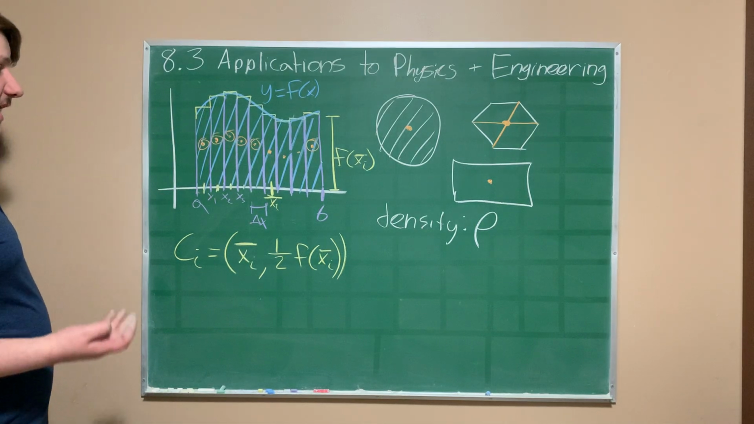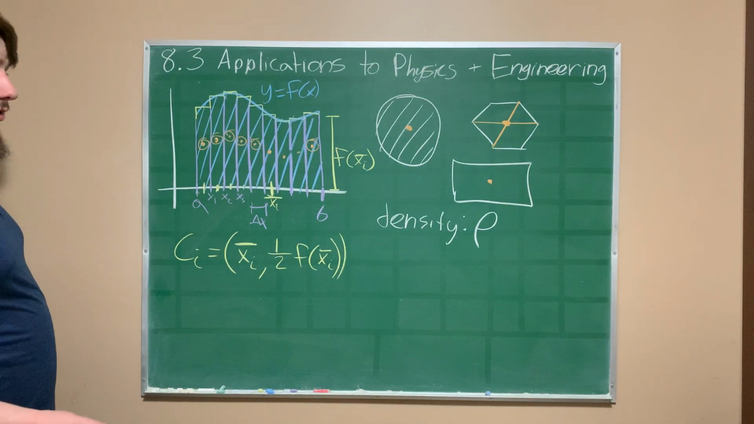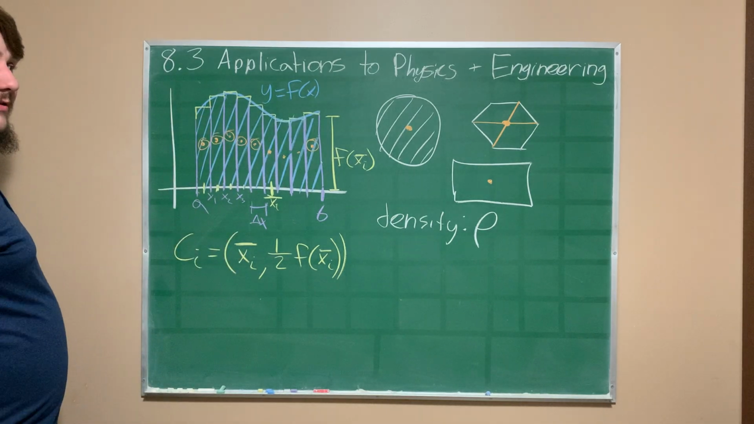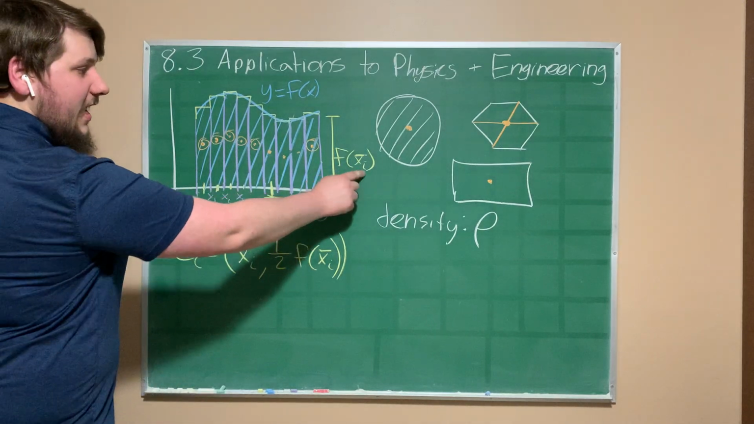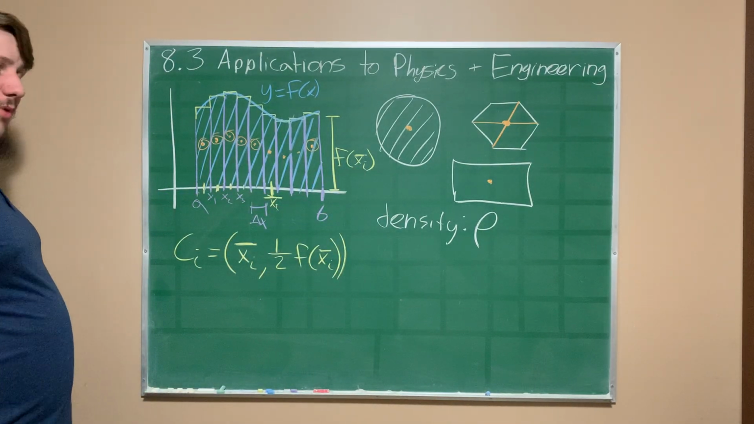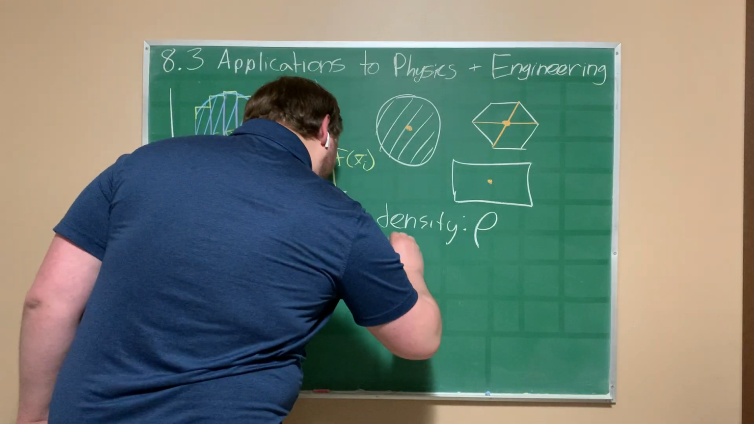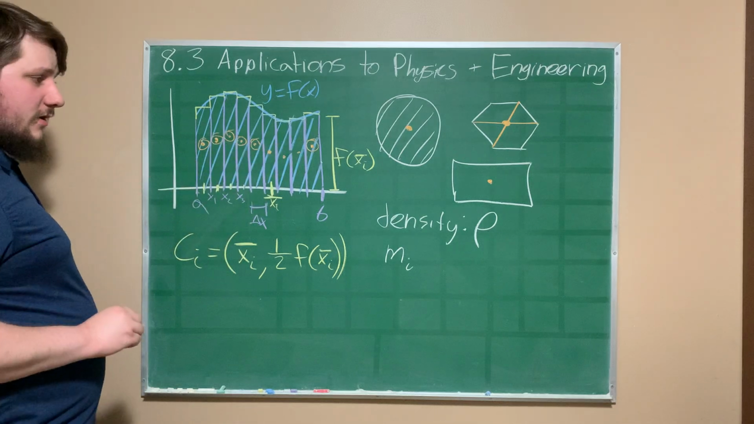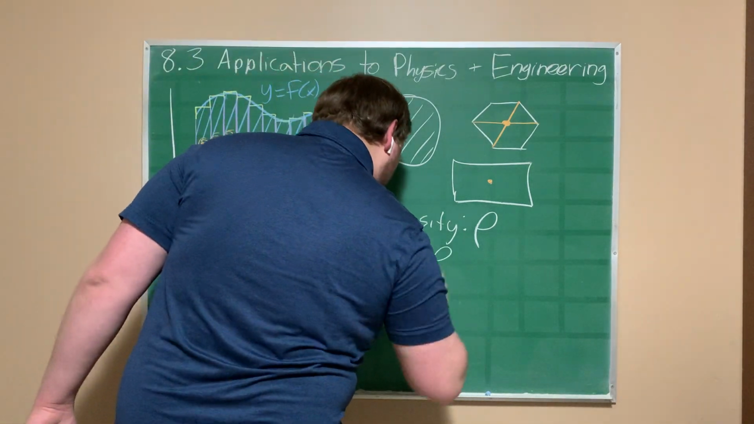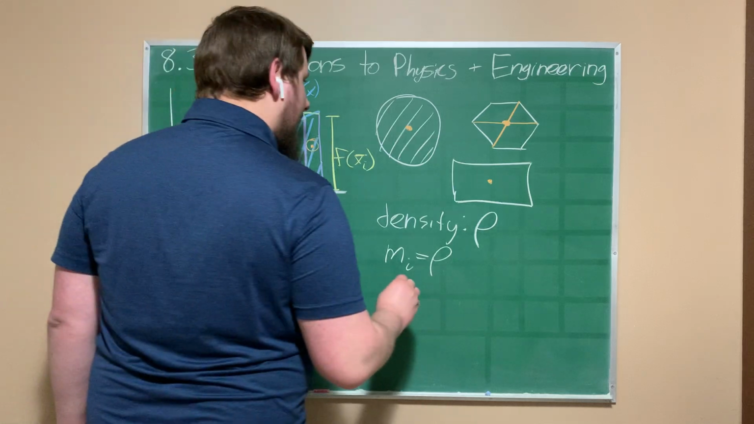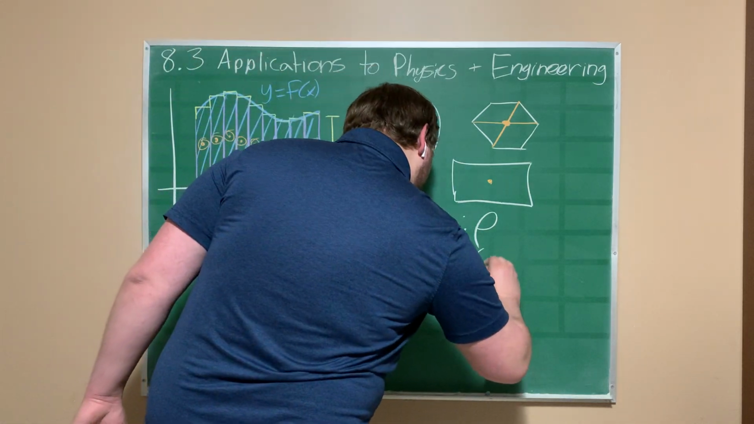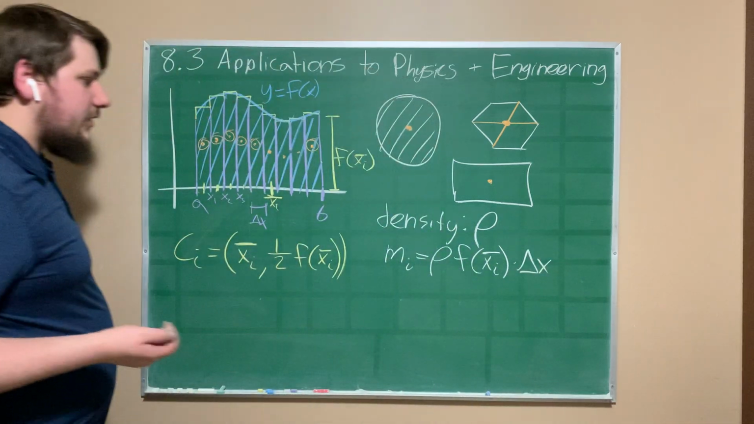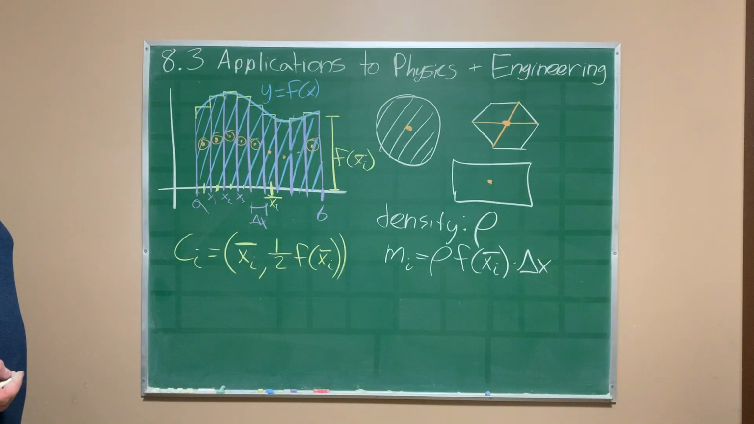So what is the area of this shape? Well, it's a rectangle. So we take base times height. The base is going to be exactly delta x, and the height is going to be f of xi bar at each point. So the mass, mi, the mass of the individual piece, the ith piece here, is going to be found by taking rho times the height of the function here, f of xi bar, times delta x. That is going to be the mass of that individual piece there.